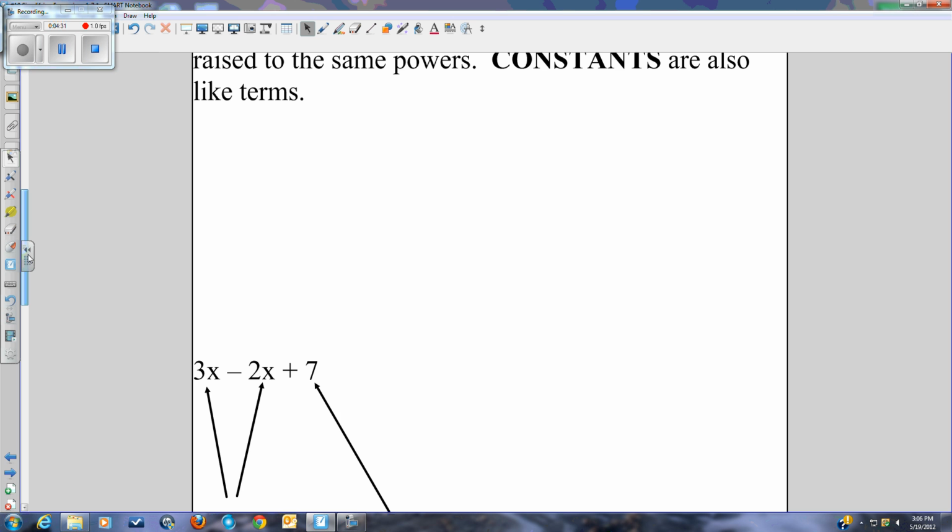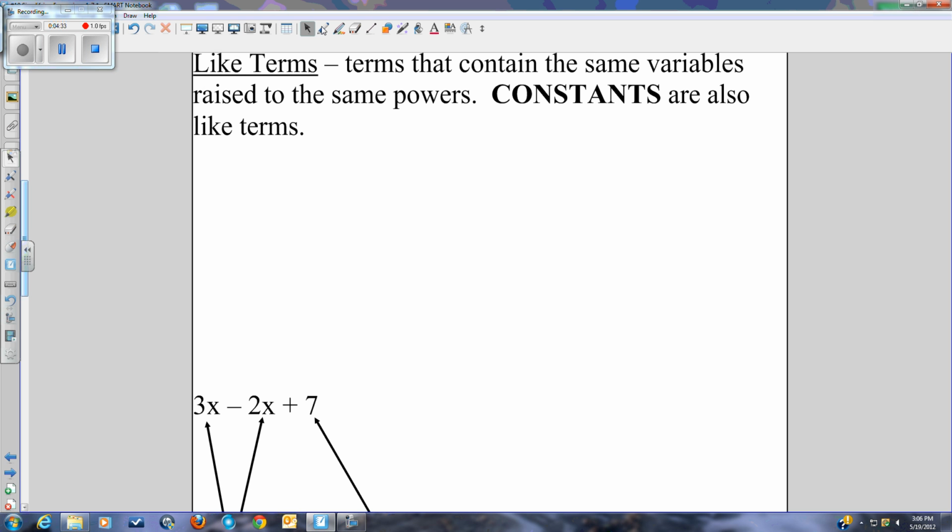So for instance, just going back up here, some examples of like terms. If my pen will work.